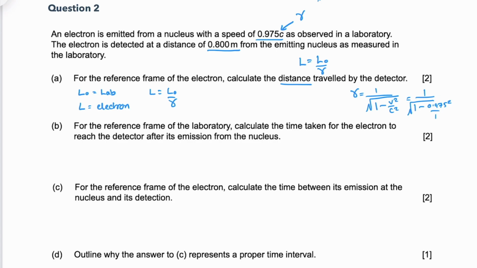0.975 squared over 1 squared, which is, of course, 1. And if you pop that onto the calculator, you'll get 4.5. So our Lorentz factor is 4.5. We take it here.